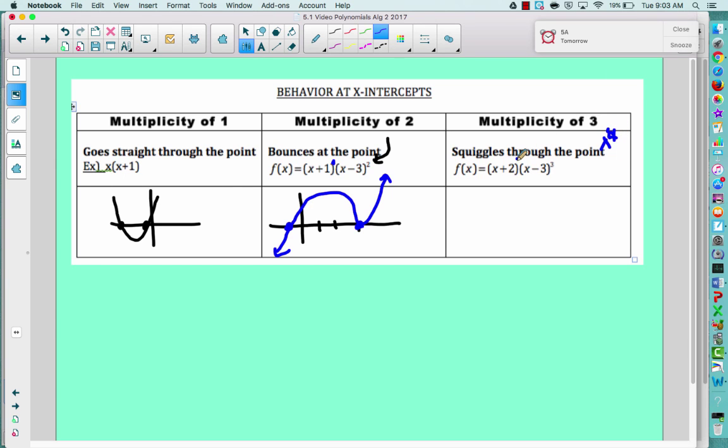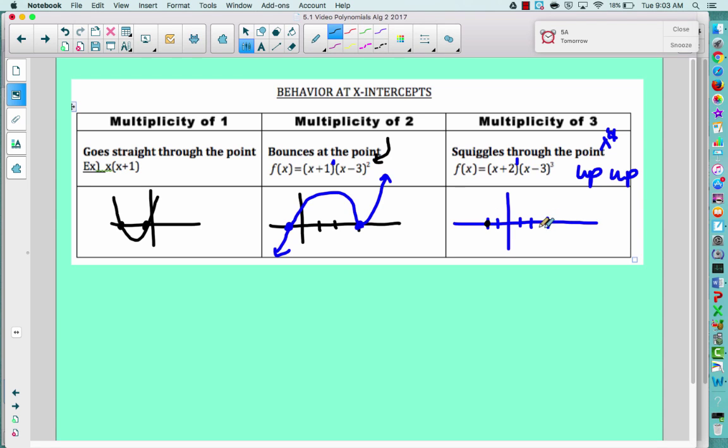Why? Because there's a 1 here and a 3 here. That means there's 4 factors. And a degree 4 positive graph is going to go up, up. And it looks like I have x-intercepts of -2 and +3. So -2 and +3. I'm going to go over how you find these again, so don't worry.